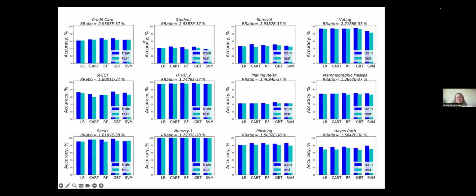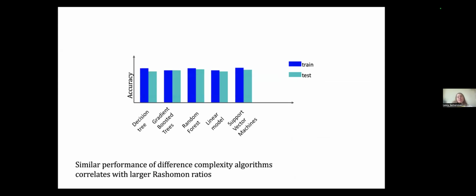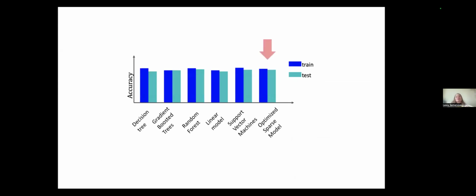This leads us to an indirect indicator for thinking about whether we can find an accurate and simple model in the Rashomon set. One such indicator is to take different machine learning algorithms and run them, and if they perform similarly, maybe there is also an optimized sparse model in the Rashomon set that performs similarly to them. And doesn't this image remind you of something?